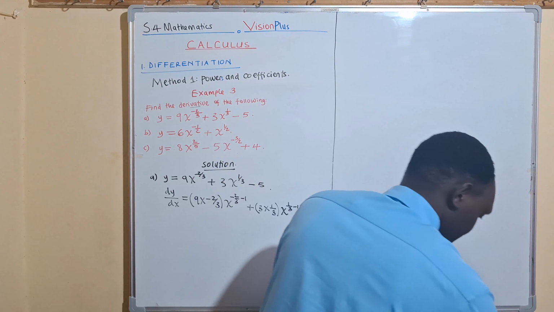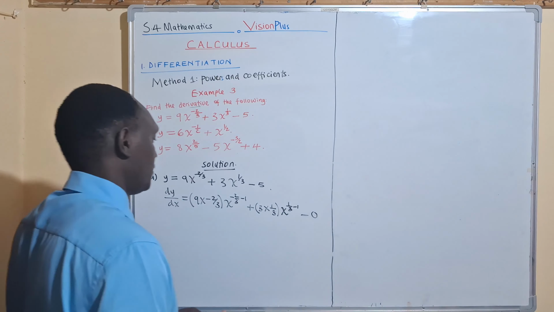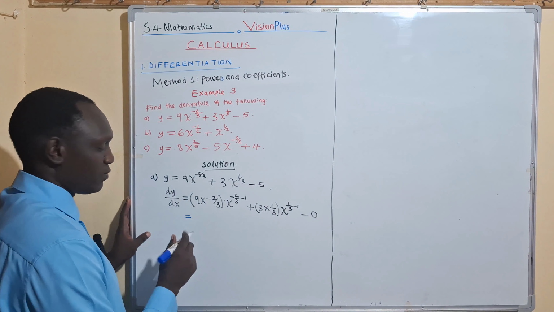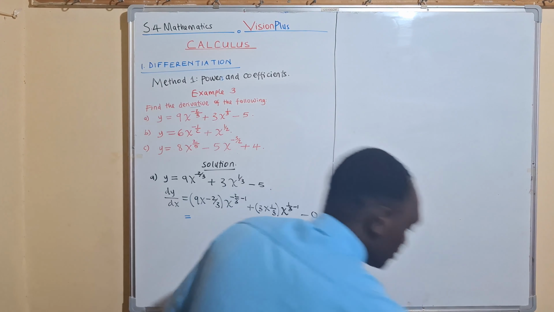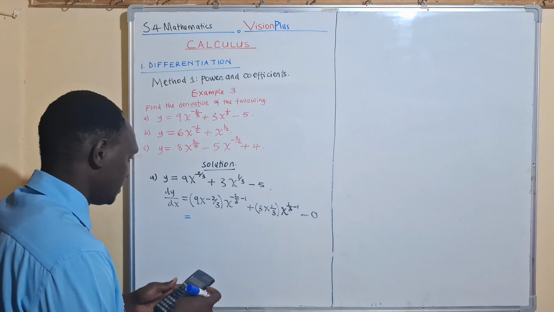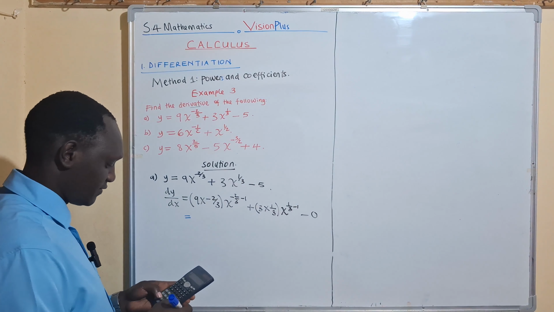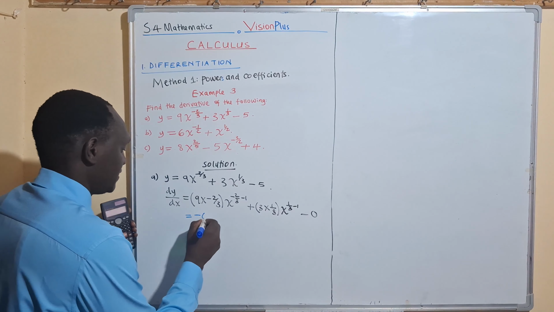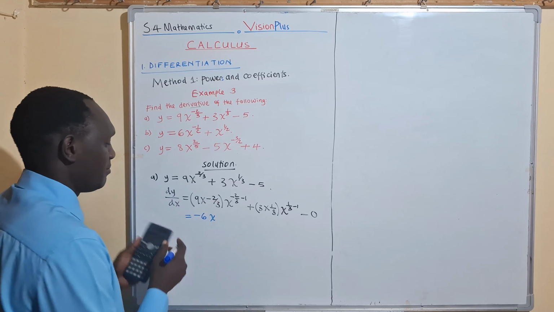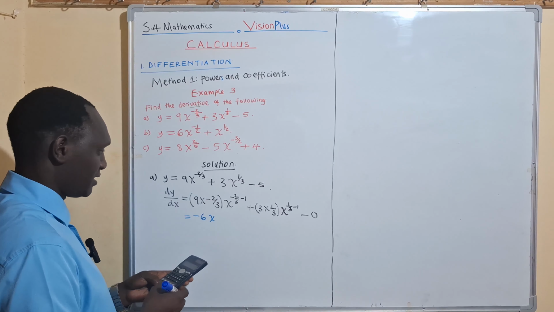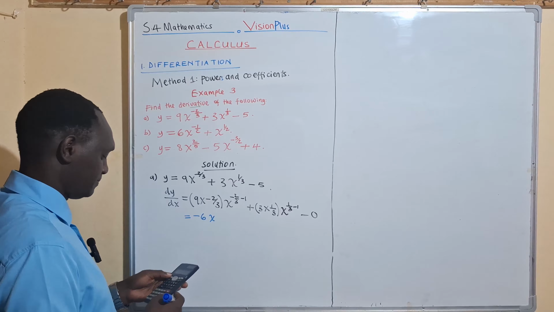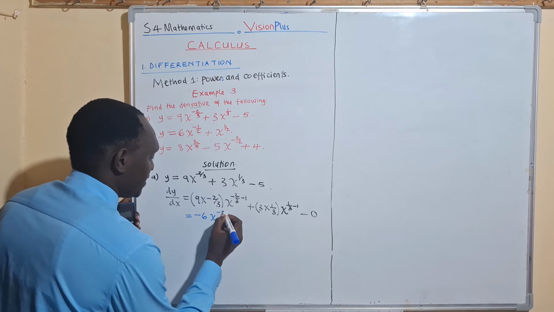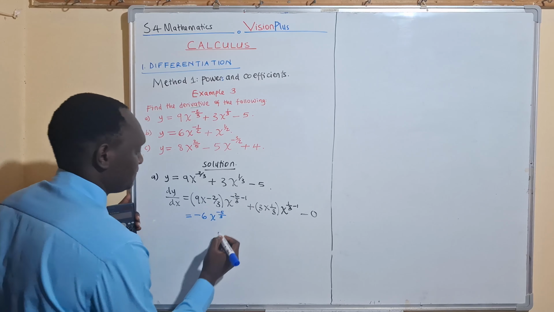Now from here, we just need to simplify. That means, what is 9 times negative 2 out of 3? It is negative 6. Negative 2 divided by 3 times 9, negative 6. Negative 6 x power negative 2 divided by 3 minus 1, negative 5 out of 3. So the new power is negative 5 out of 3.